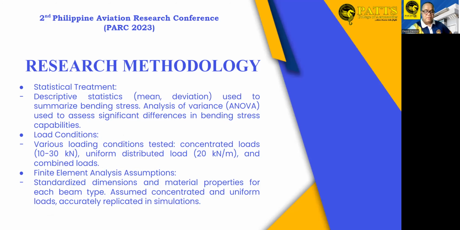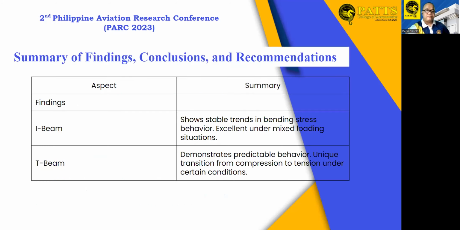For the loading conditions, various loading conditions will be used for testing. Concentrated loads ranging from 10 to 30 kilonewtons, uniform distributed load of 20 kilonewtons per meter, and the combination of these two loads. Then, the finite element analysis assumptions: standardized dimensions and material properties for each beam type, and assume concentrated and uniform loads accurately replicated in simulations, which I use also in my computations.